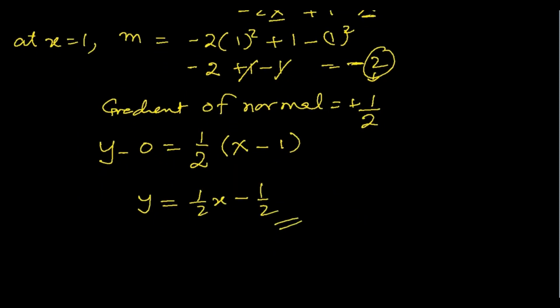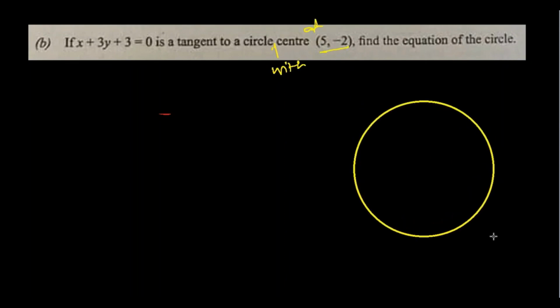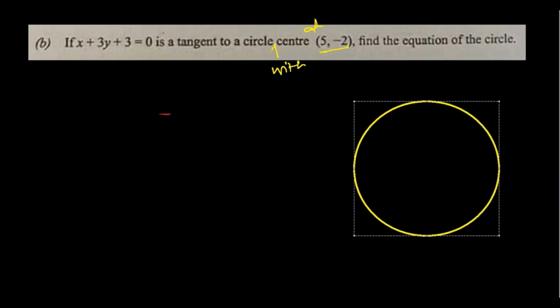Let's move on to the b part. If x plus 3y plus 3 is a tangent to a circle with center 5, minus 2 — I think they mean to say the circle with center at (5, minus 2) — find the equation of the circle. So let's try to visualize this by drawing a circle. Okay, this is the circle. The center is (5, minus 2). The tangent is somewhere. They have not specified where.